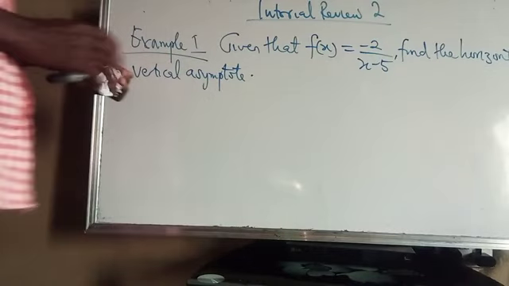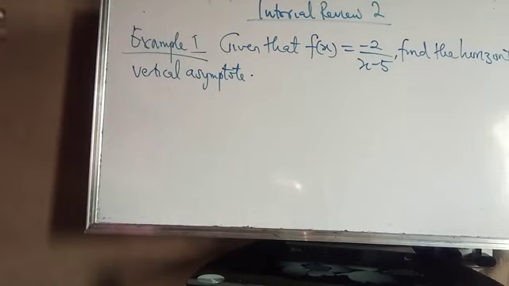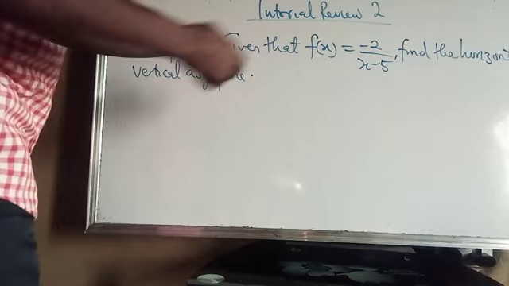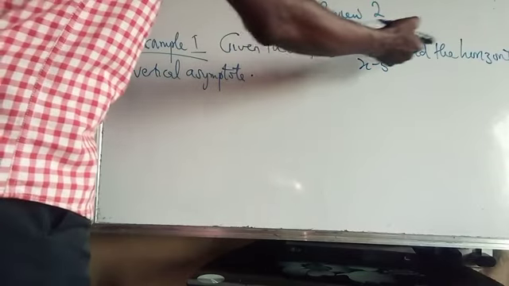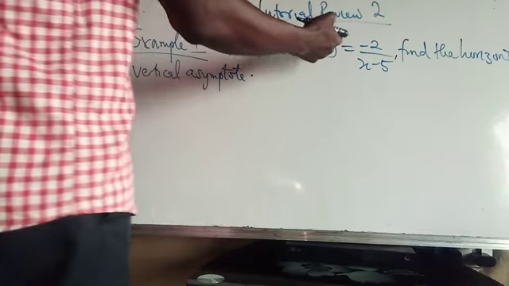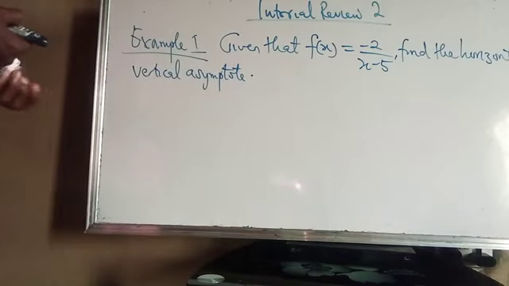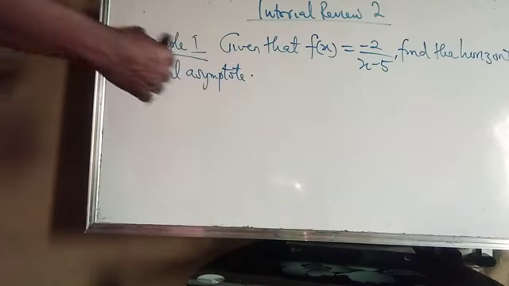Welcome back to the tutorial review part 2. In this example, we want to look at horizontal and vertical asymptotes of a function. We are asked to find the horizontal and vertical asymptotes of this function: f of x is equal to minus 2 all over x minus 5.